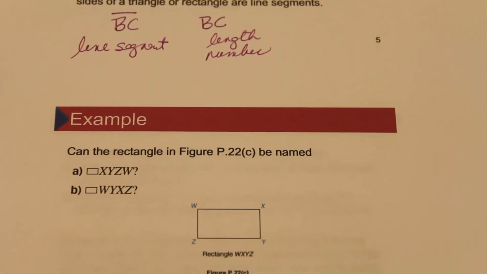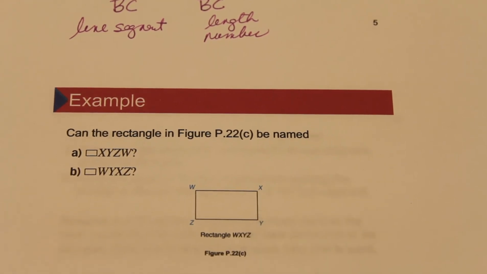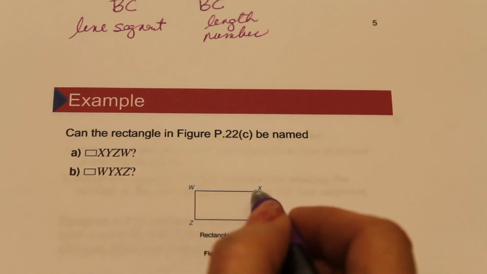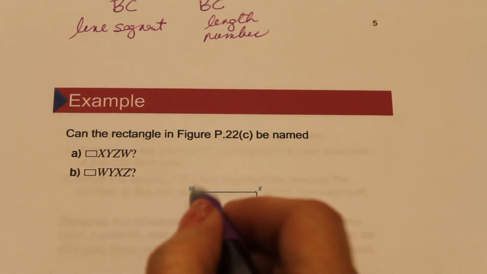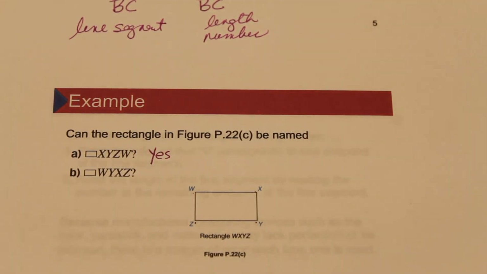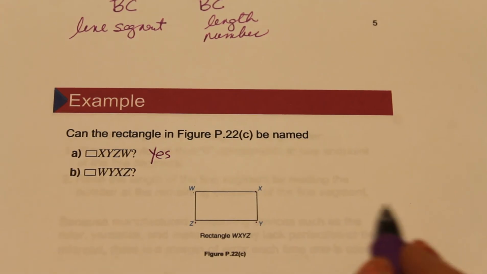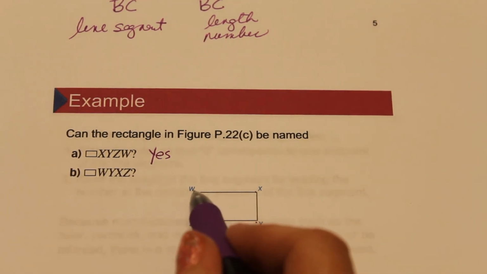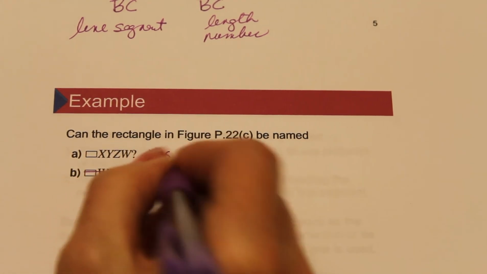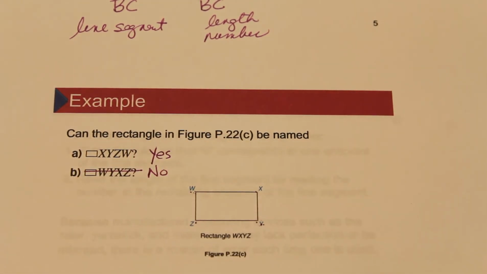So now let's look at this example. Here we have this rectangle. Can this be called rectangle XYZW? So if we start here at X, XYZW. Yep, they go in order. That would be a valid name for that rectangle. How about WYXZ? Well, let's start at W. WY. Nope, in this name you cannot go from W to Y, so we would say no, that is not a valid name. We're just getting used to the naming conventions.